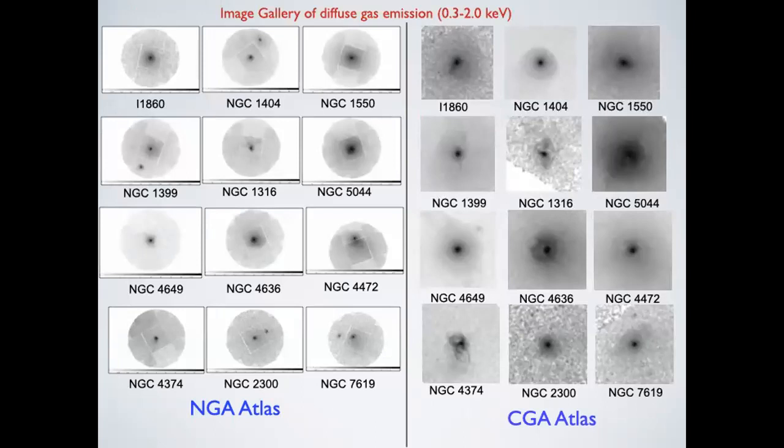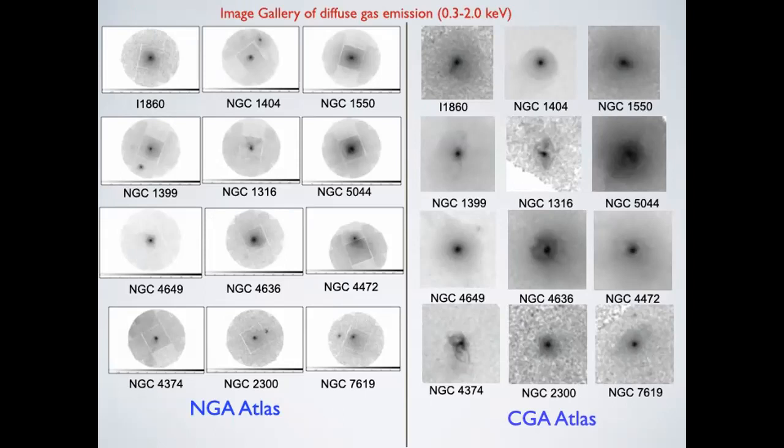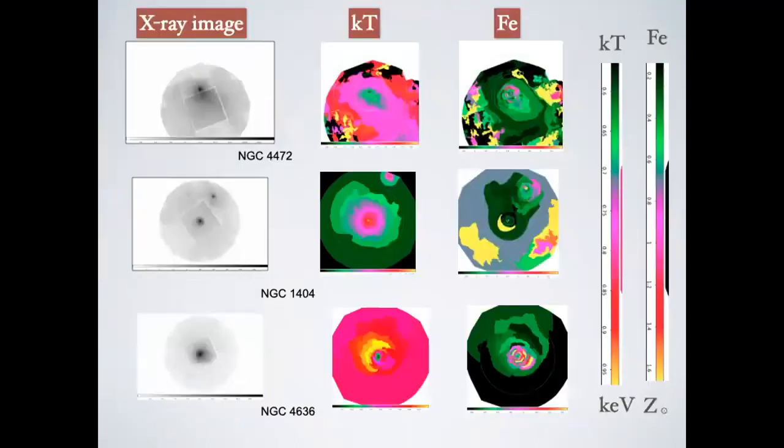Yeah, whenever I saw the central peak, I was thinking of cooling flows. All right, so in this case, you see for NGC 1404, which has another galaxy in the field of view, if you look at its detailed temperature and iron abundances, what we see is the distribution of the gas influenced by the other galaxy present near the elliptical galaxy.